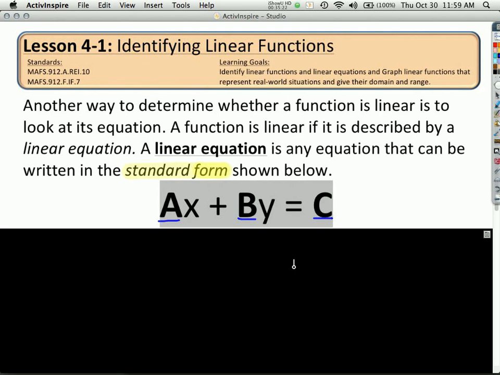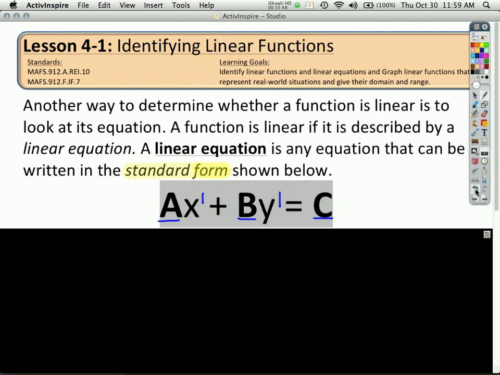Last thing. Since there's no exponent written here or here, there is an exponent though. What is the exponent if there is none written? It's 1. So if there's no exponent, then that means there's a 1. So when you say standard form, you're talking about x to the first power and y to the first power.